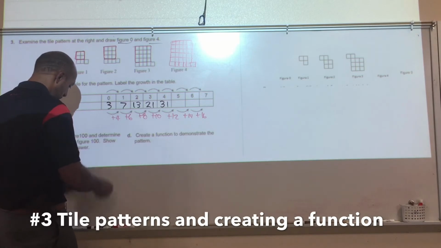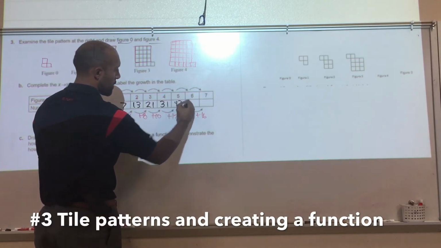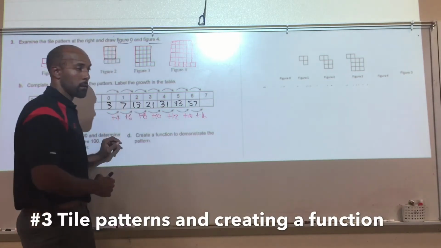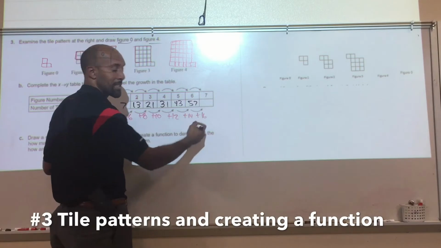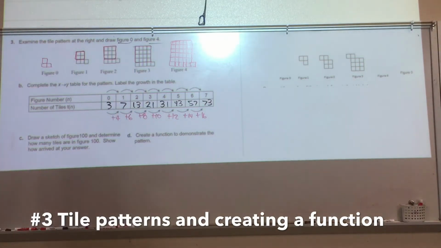So if we add 12 here, then we get 43. Then we add 14, we get 57. And then the last one, if we add 16, we get 73 tiles. So that's how we complete the table. But again, the next one asks us to draw a sketch of figure 100. So how do we figure that out?